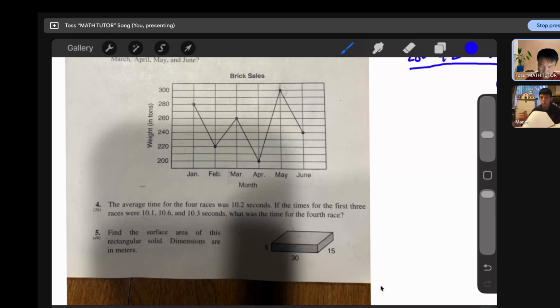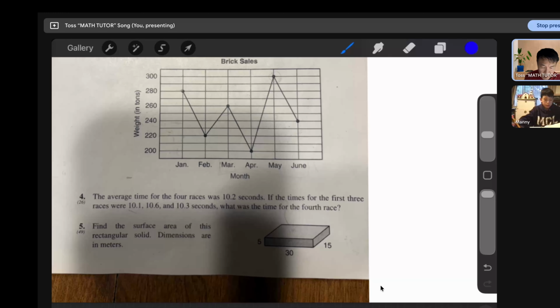Okay, what do you think? The average time for the 4 races was this much. Okay, there's something fancy about this one, right? If the times for the first 3 were 10.1, 10.6, 10.3 seconds, what was the time for the 4th race? Now, like I said, this would be so easy if we did it algebraically, but we're going to go by the way that your teacher wanted. I'll show you after how it would look. We're not going to solve it. I've shown it to you before, but I'm going to show it to you again. Okay, what do you think? How would you do it?